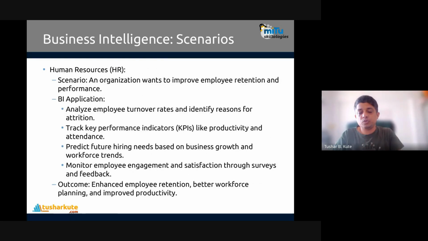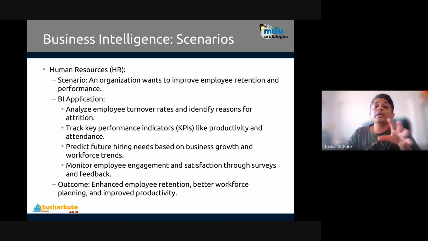Third, human resource. Human resource is also a backbone for companies, because of human resources the companies are basically running. So what is the scenario? The HR technique basically. All these are management scenarios you have considered here.